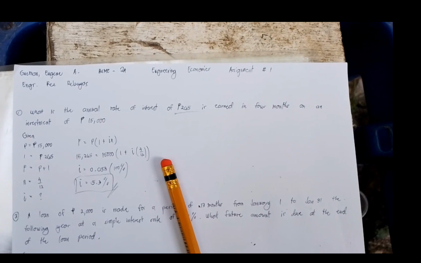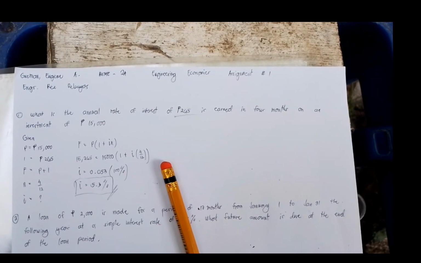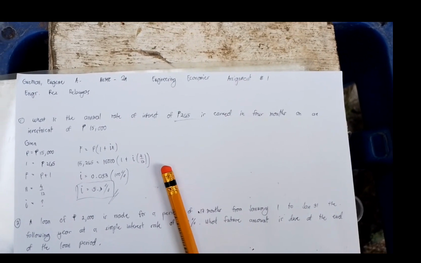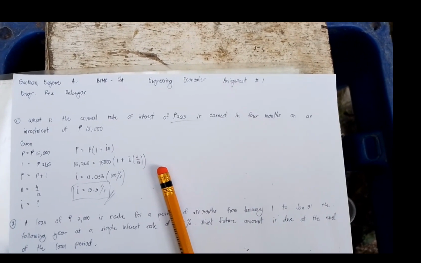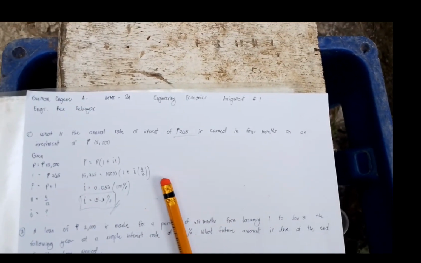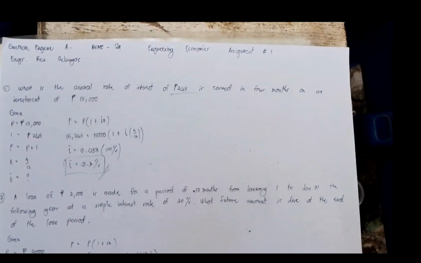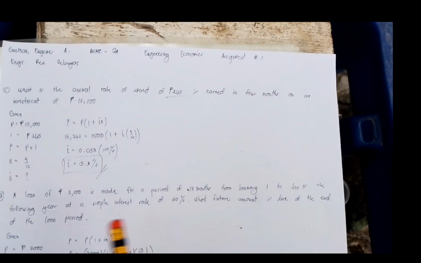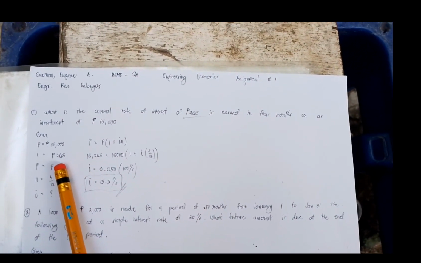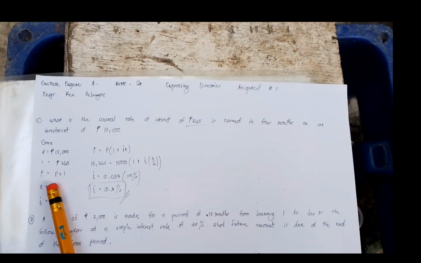So what is the annual rate of interest if 265 pesos is earned in 4 months on an investment of 15,000 pesos? So first, identify the given. First is 15,000, our present value. Second is interest, which is 265 pesos.